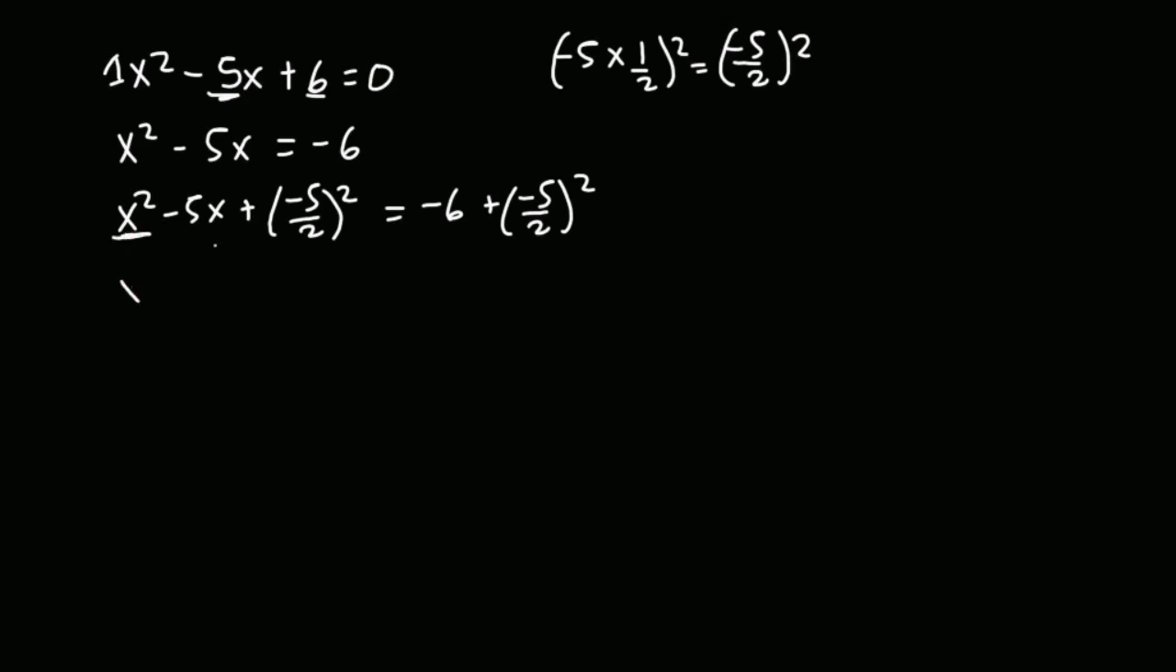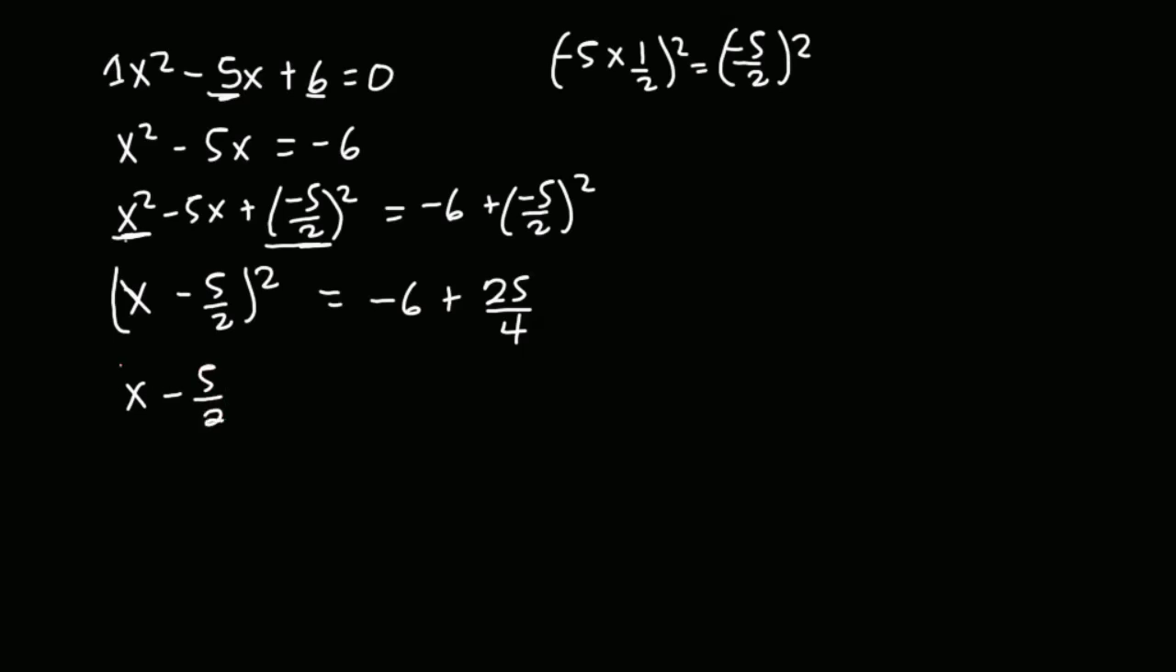Remember what we have here. This is a trinomial, so the first term is squared, this is also squared. So breaking this one down gives us (x − 5/2)². Remember that in this case, this is minus. So this will give us −6 + (−5/2)², which is the same as 25/4. And so this will give us (x − 5/2)².